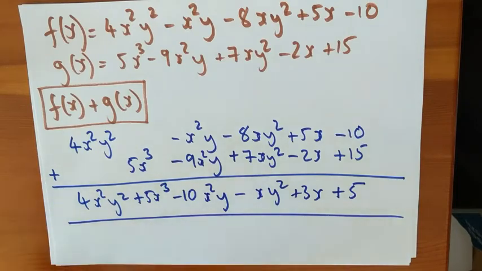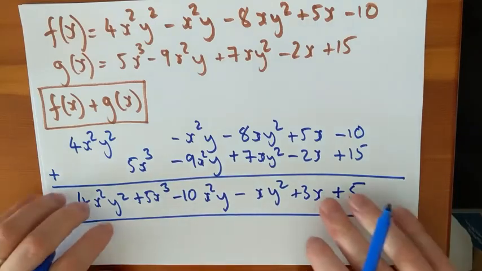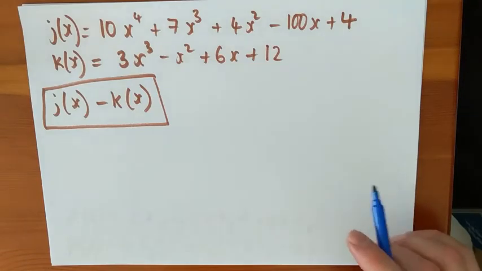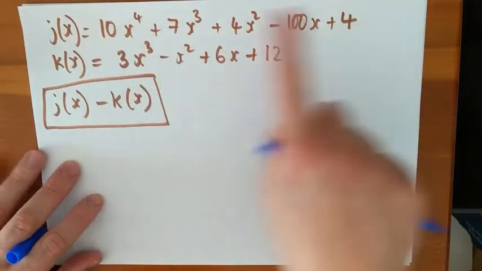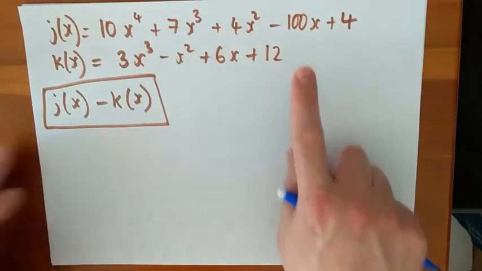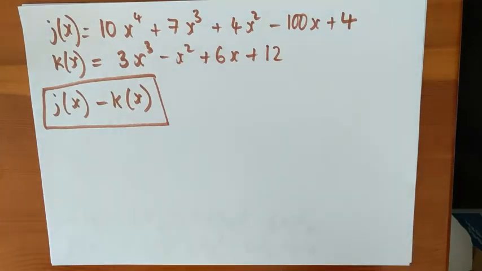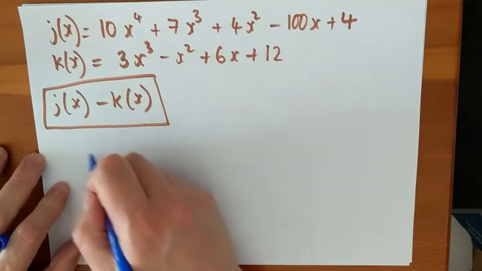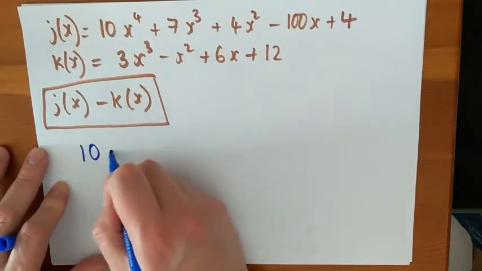You just have to be organized in your approach to doing this. You don't necessarily have to write it out in the same way I have, but you have to make sure that the like terms go together. It's especially true if you're subtracting, because here I'm going to take this polynomial and subtract this one away. And again, you can only combine together ones with the same terms, but you have to be careful about your negative signs. So I'm going to write out j of x at the top.